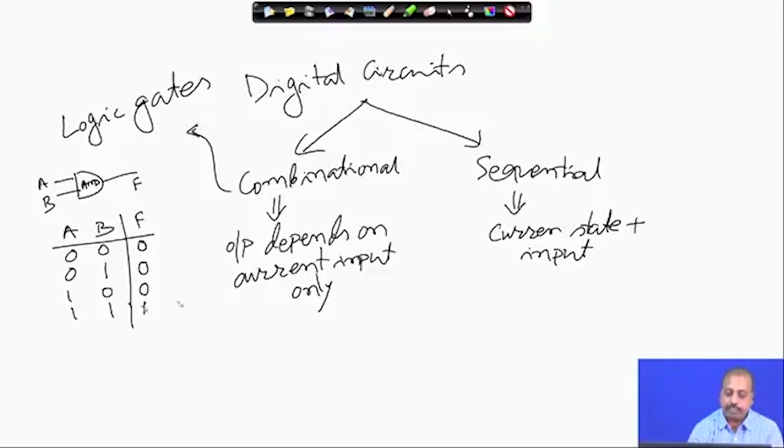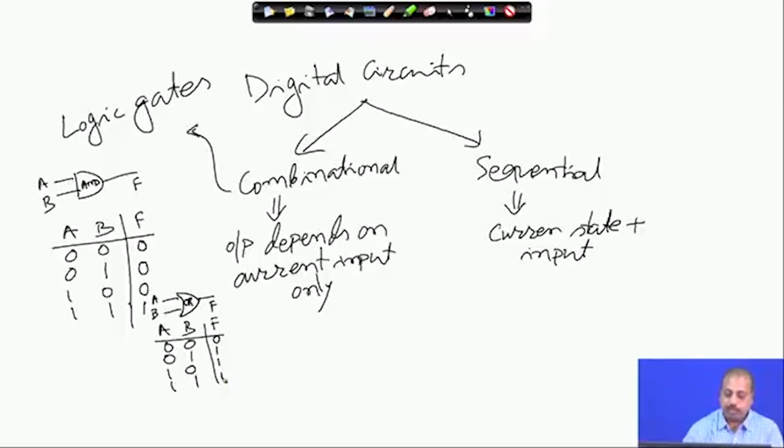Similarly, there are many other gates, like the OR gate, which is represented like this, with A and B as the two inputs and F as the output. Here the truth table will be something like this: 0 0, 0 1, 1 0 and 1 1, and in case of an OR gate, whenever any of the inputs is 1, the output will be 1. So, this output will be 0, but in all other cases the output is equal to 1.